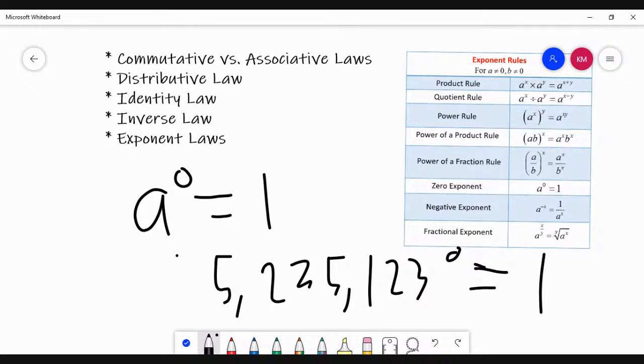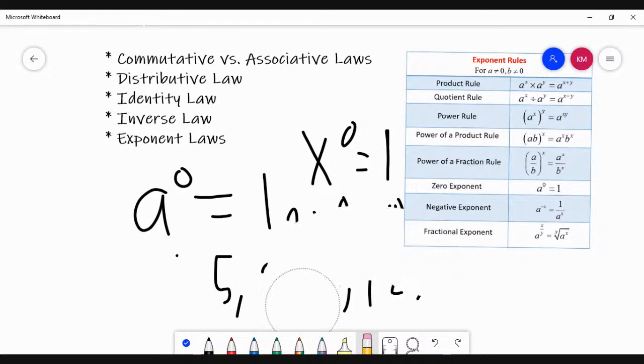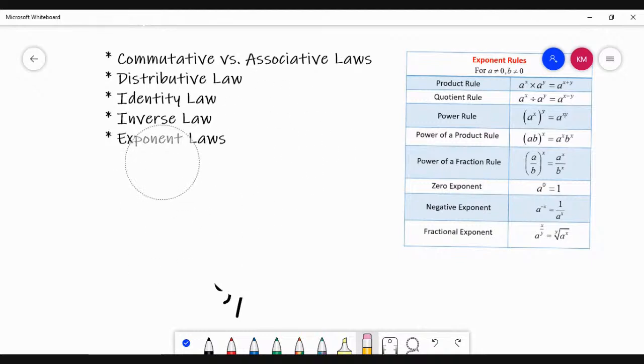And that also includes letters. So x to the 0 is 1. 2x to the 0 will give you 2 times 1. That'll give you 2. But remember that x to the 0, that became 1. Any questions on the zero exponent rule?